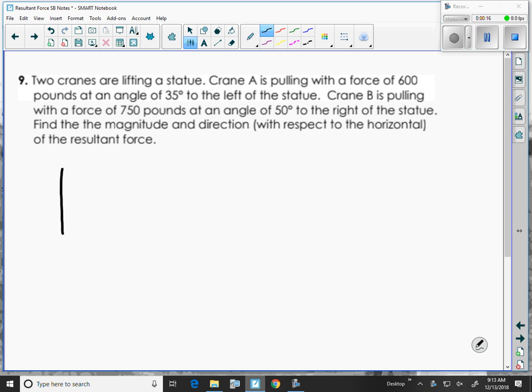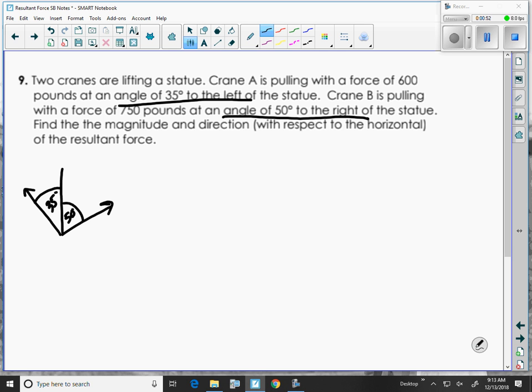So if I have my stack shoe, there's my stack shoe. Okay, and it says angle of 35 to the left. So if I go to the left of that, this would be a 35-degree angle. Back with me on that part? Yes? Yes. Okay, and then it says crane B is pulling at an angle of 50 degrees to the right. So we'll do 50 degrees to the right. So we have two vectors. One's at 35 degrees to the left, one's at 50 degrees to the right.